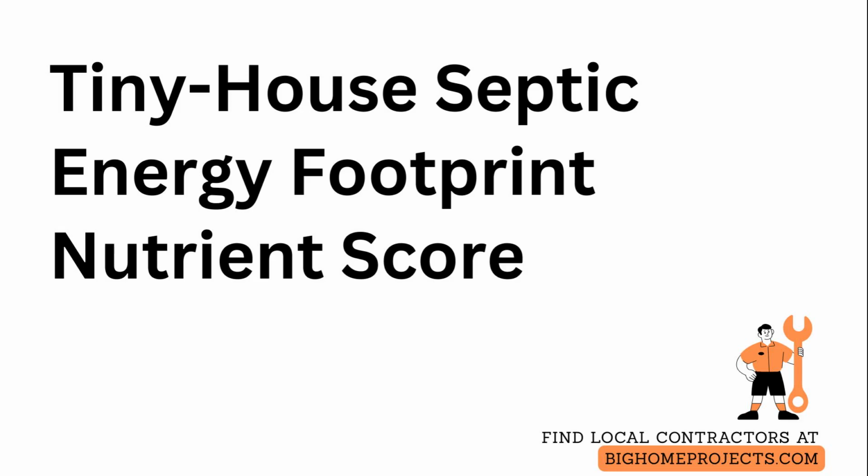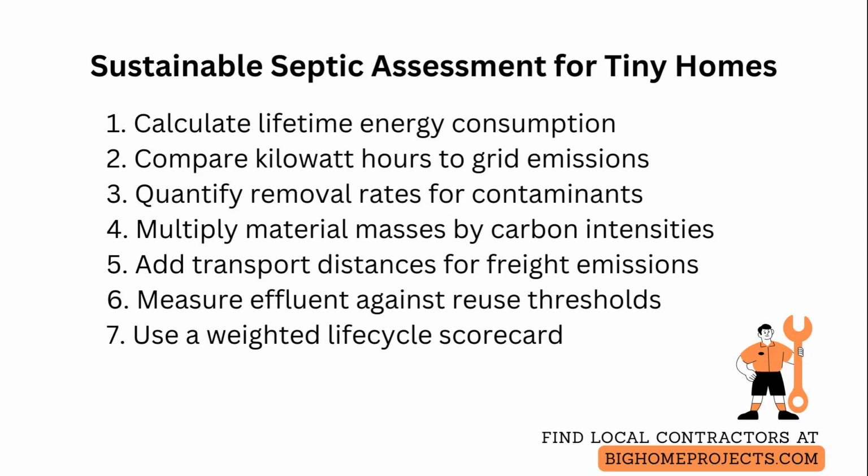Sustainable septic choices for a tiny house depend on measuring energy footprints, nutrient outputs, reuse potential, embodied carbon, and maintenance burden. Assess aerobic treatment units versus passive systems by calculating their lifetime energy consumption and treatment efficiency. Aerobic units use electricity for aeration, so estimate annual kilowatt hours based on rated power and duty cycle and compare that to grid emissions or your renewable supply.